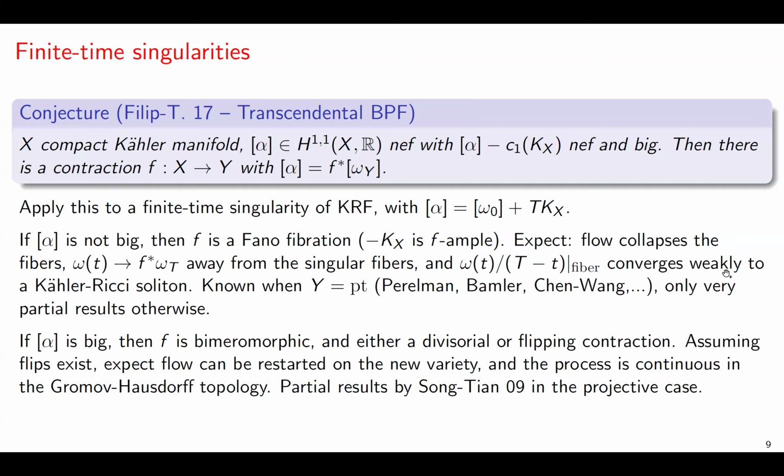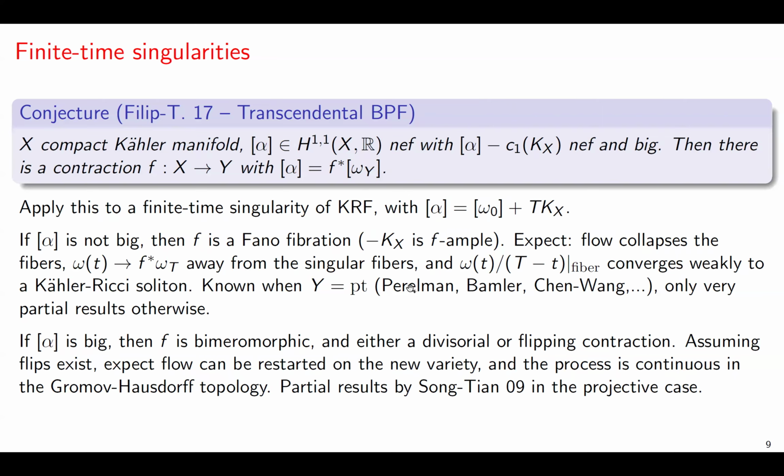There are many technicalities due to the fact that not all Fano manifolds admit a Kähler-Ricci soliton. But let's ignore them. The issues in the convergence: it's not in a smooth sense everywhere. This is a major difficult problem, and it's only known when the base is a point. So when you have a Fano manifold mapping into a point, then this is proved.